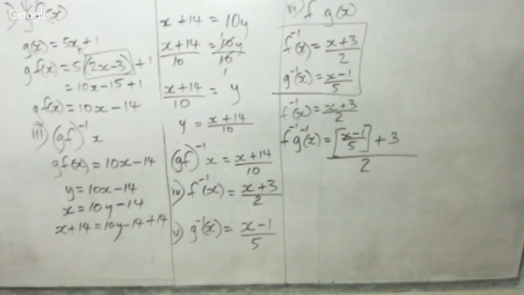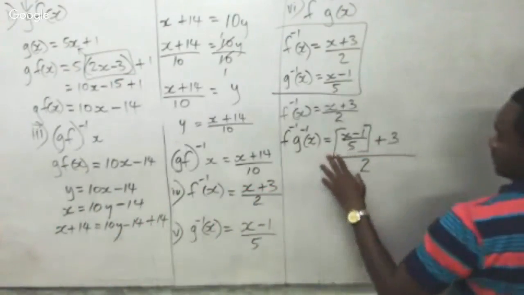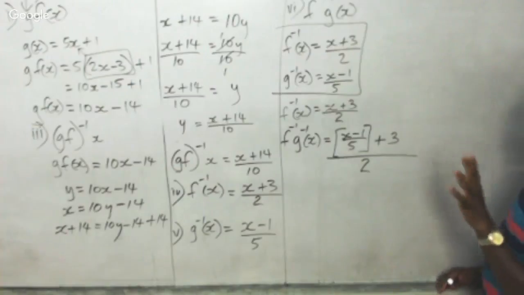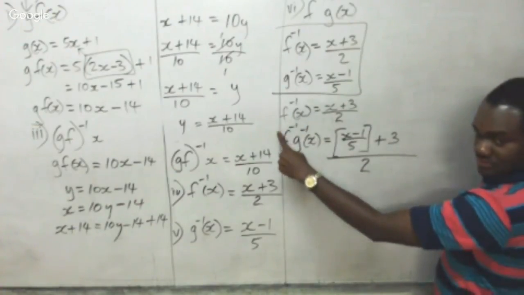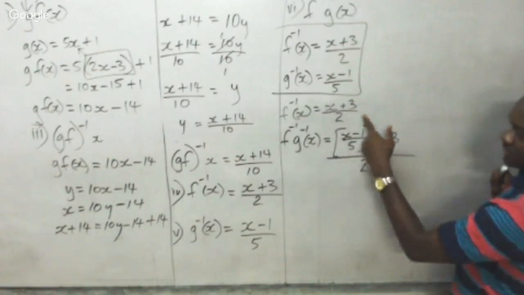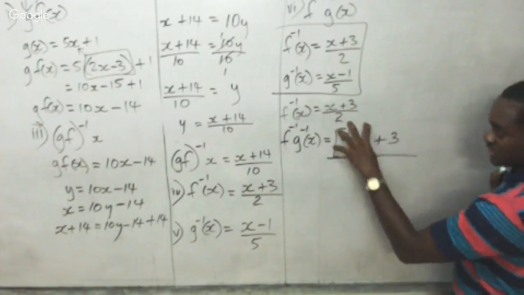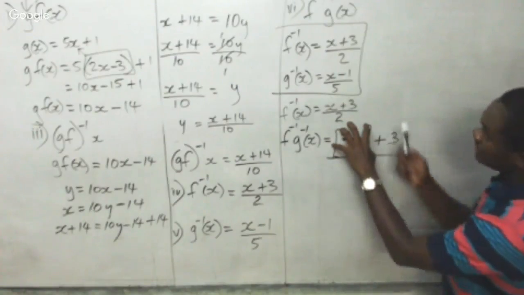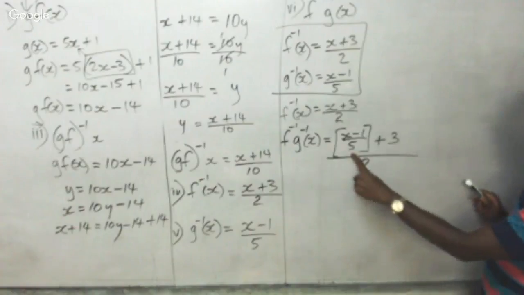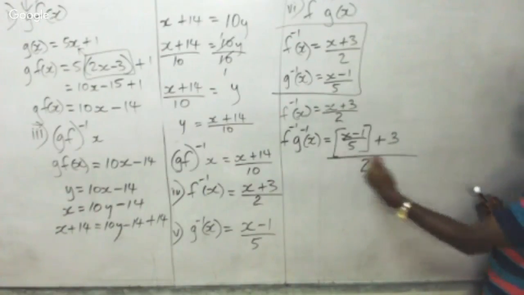We're putting what into what? Putting G inverse into F inverse. So look now. Hold on, calm down. So we're putting G inverse into F inverse. F inverse is X plus 3 over 2. So all of this part, instead of having X, all of this is going to be G inverse. G inverse is X minus 1 over 5. And then all of that plus the 3, divided by 2.